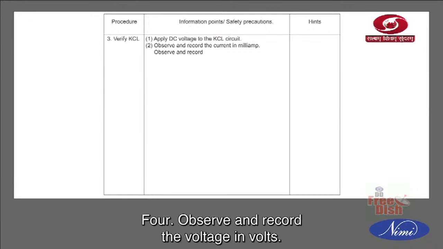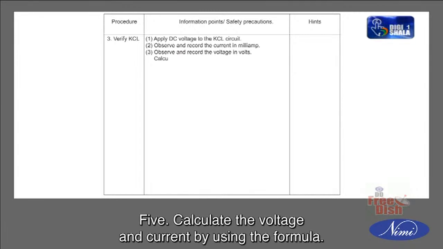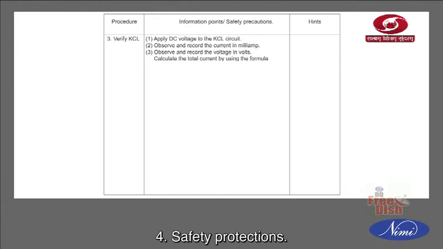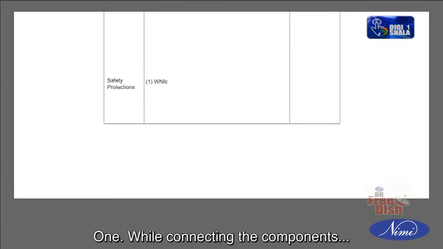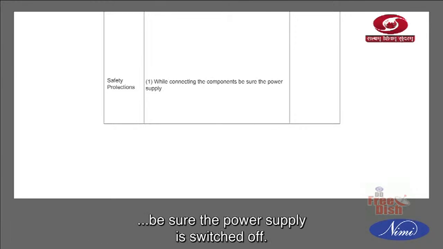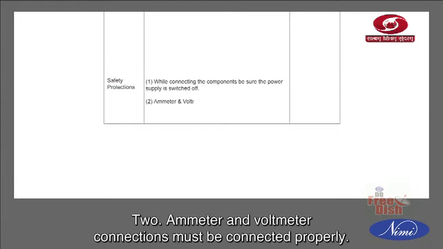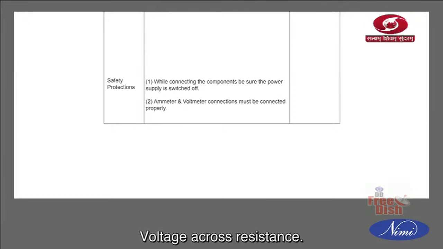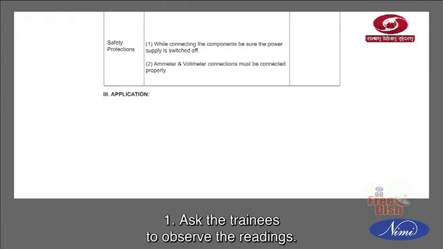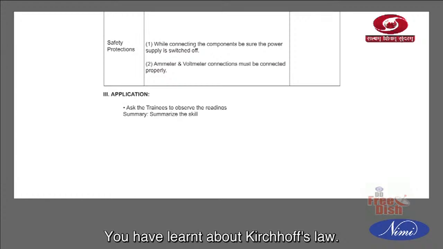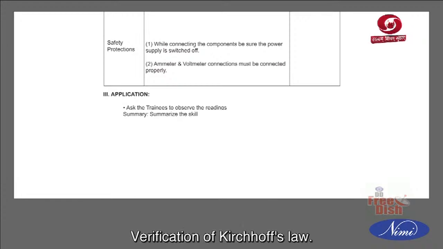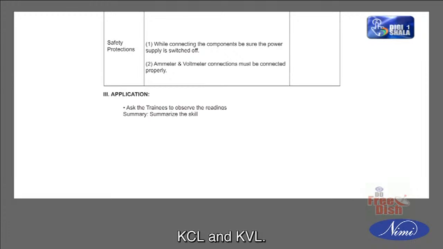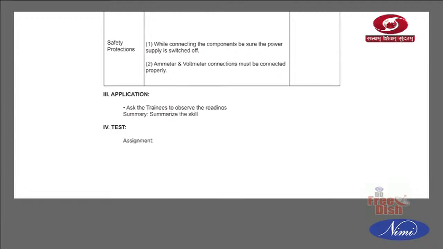4. Observe and record the voltage in volts. 5. Calculate the voltage and current by using the formula. Record the reading in tabular column. 4. Safety precautions. 1. While connecting the components, be sure the power supply is switched off. 2. Ammeter and voltmeter connections must be connected properly. Applied voltage. Voltage across resistance. Current. 3. Application. 1. Ask the trainees to observe the readings. Summary. Summarize the skill. You have learnt about Kirchhoff's law, verification of Kirchhoff's law, KCL and KVL. 4. Test. Assignment. 1.